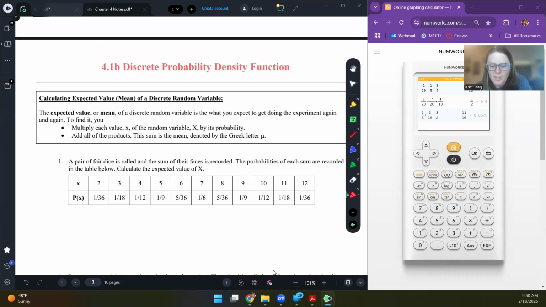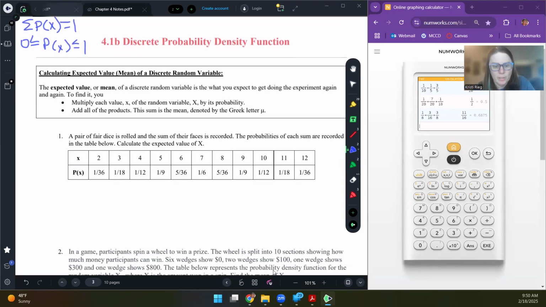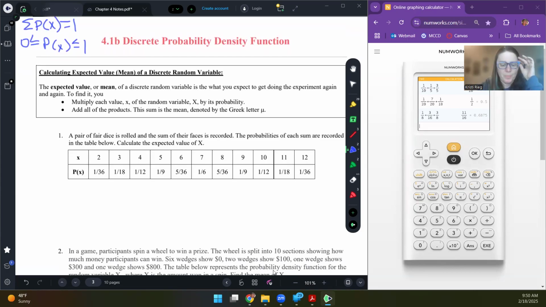We have the sum of the probabilities is equal to 1, and each individual probability is between 0 and 1. Those are the two rules that rule over this chapter. Okay, so we have those two rules. Now we're going to add to it.